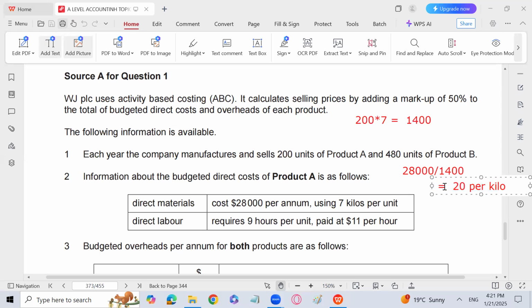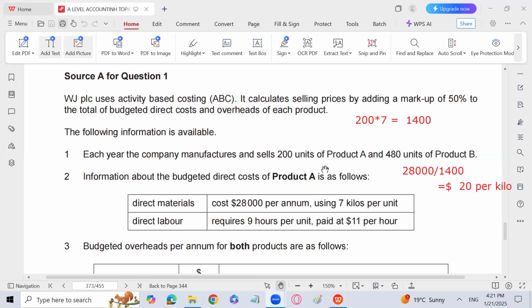It's not a requirement as such, but we still have to calculate it just to make our question easier. Then for direct labor, it requires 9 hours per unit paid at $11 per hour. So that is quite easy. 200 into 9, we will get the total hours, into 11, then we will get the direct labor cost for product A, which is going to be 99 per unit.